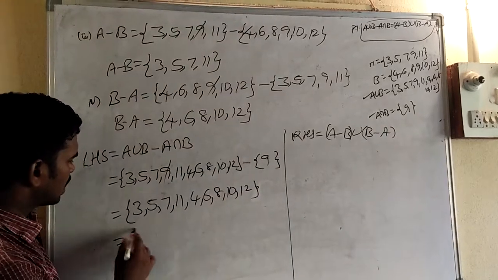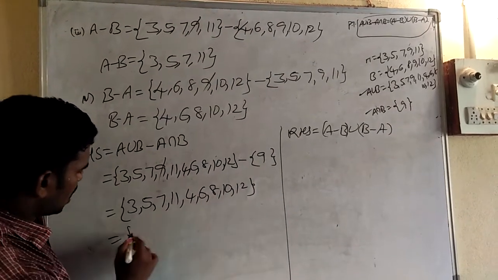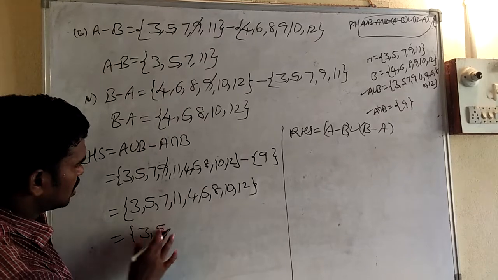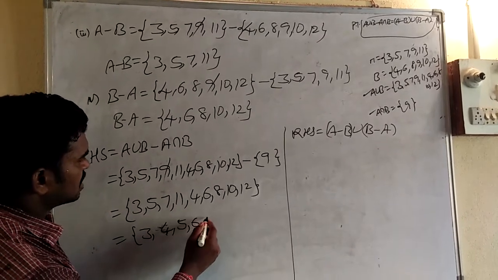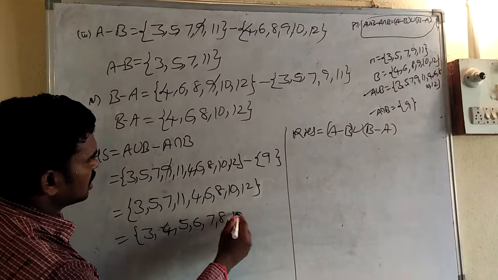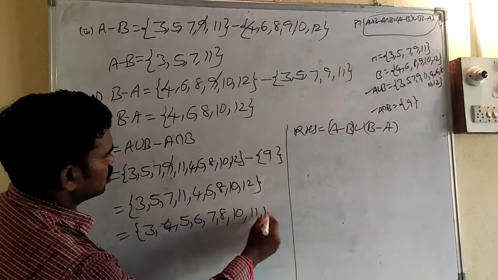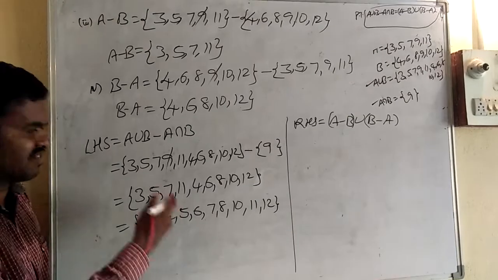I'm writing in order. Which is the smallest? 3 is smallest. Then next 4. Next 5. Next 6, 7, 8, 10, 11, 12. Okay. This is left hand side.